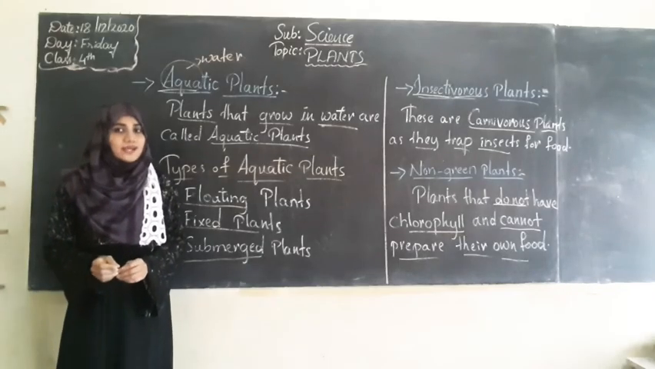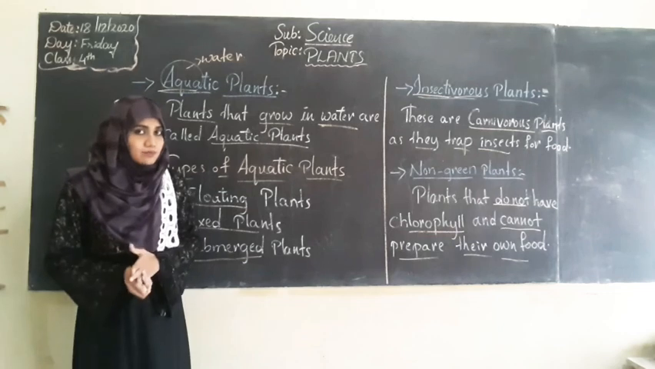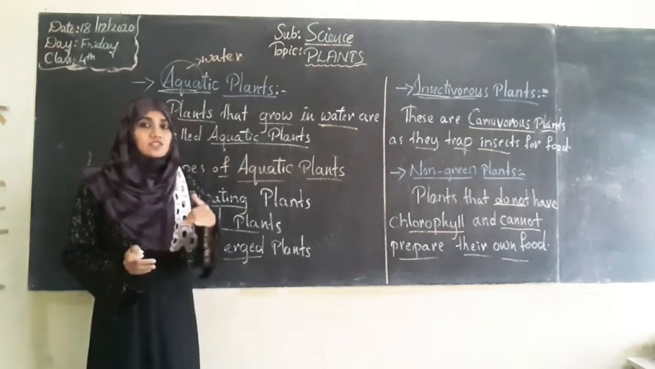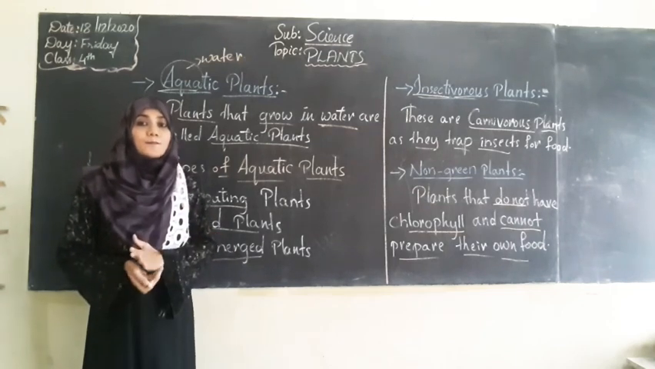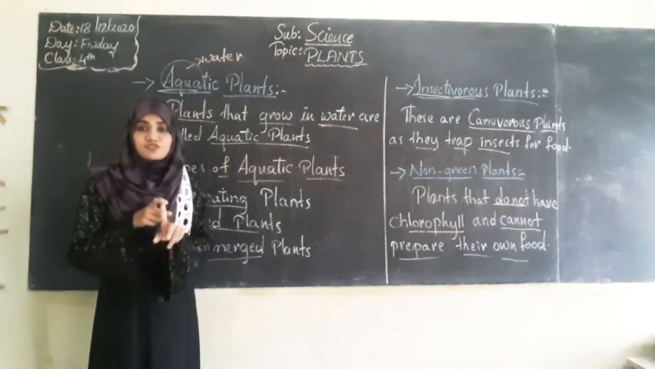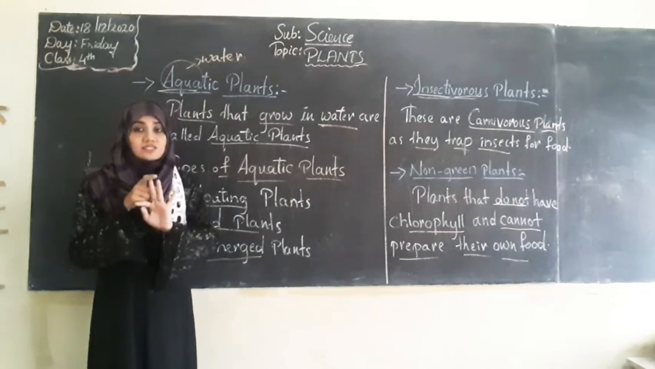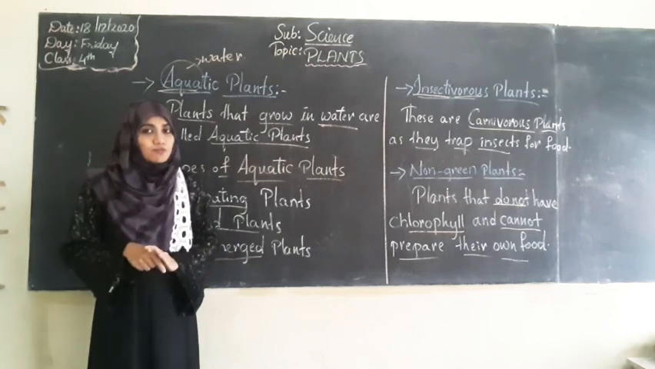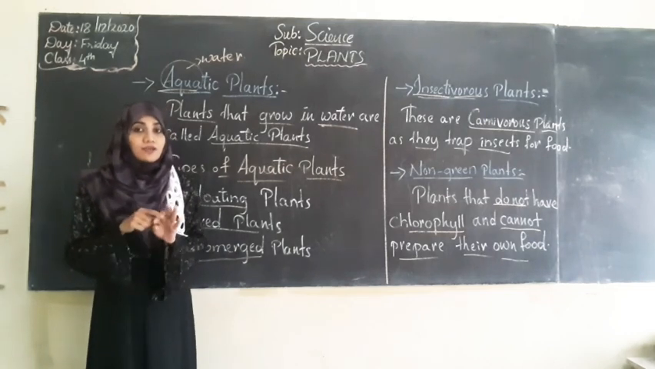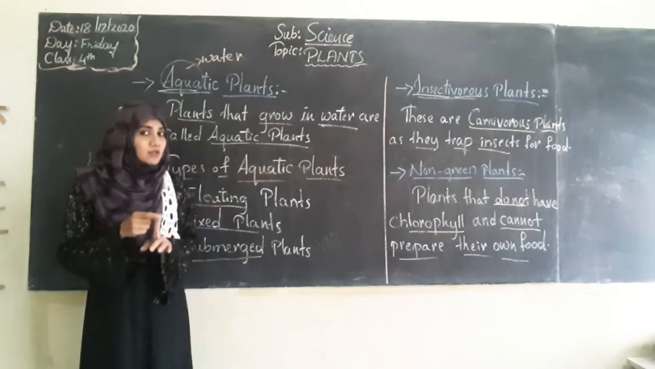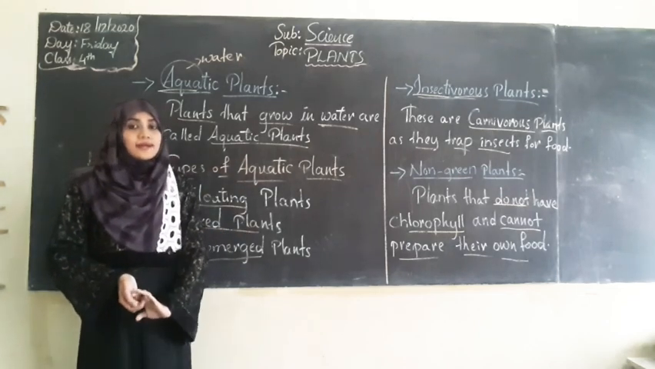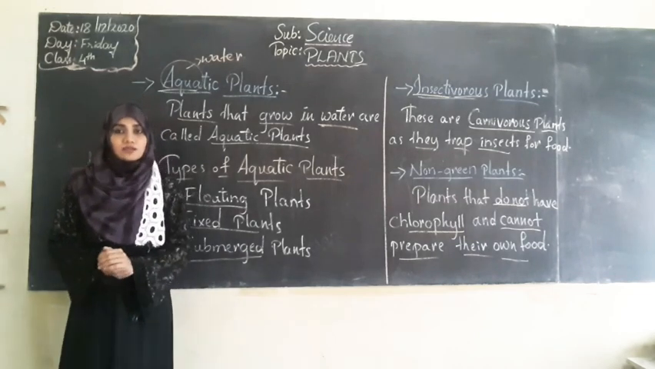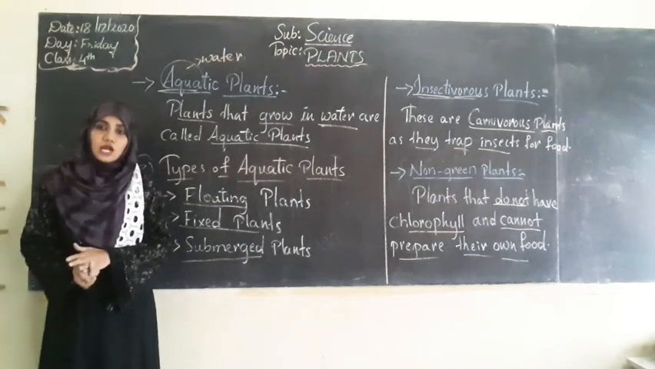Okay students, so by this we come to the end of this chapter, plants. In this chapter what have we studied? We have studied different types of plants: terrestrial plants, aquatic plants, insectivorous plants and non-green plants. So we have gone through four types of plants. Again, we have seen the different types of terrestrial plants and aquatic plants, and we have also seen the examples for each type of plant. So I hope you understand the different types of plants that surround us.